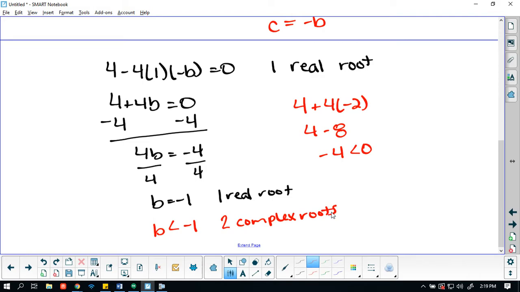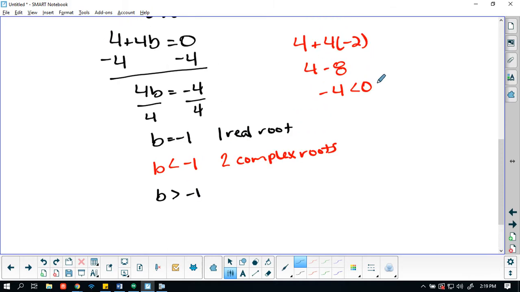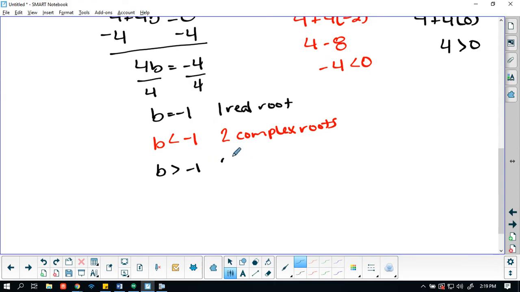And that just leaves b greater than -1. We could choose a value like 0. So if I did 0, 4 plus 4 times 0, well, that's 4. 4 is greater than 0, so that's 2 real roots. All right, so these are the conditions that will give me real roots and imaginary roots with the line.